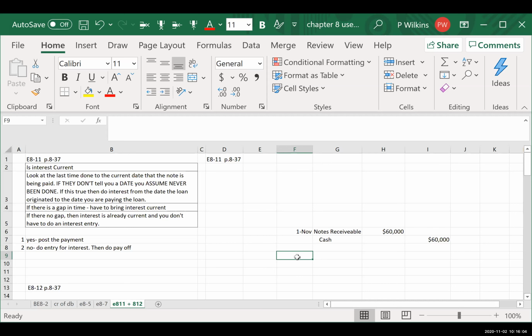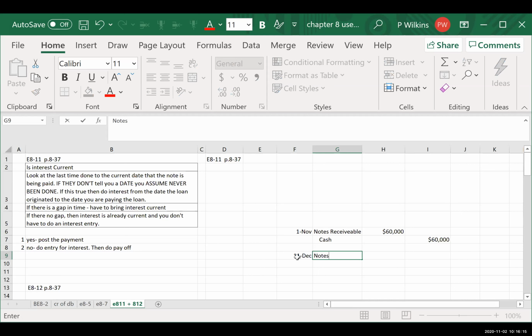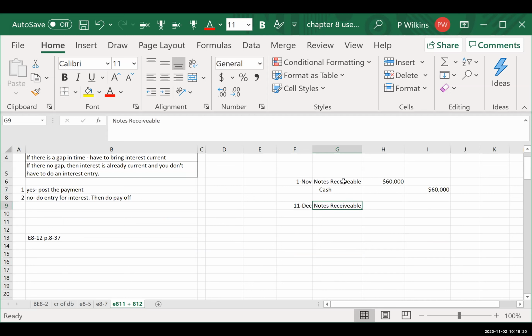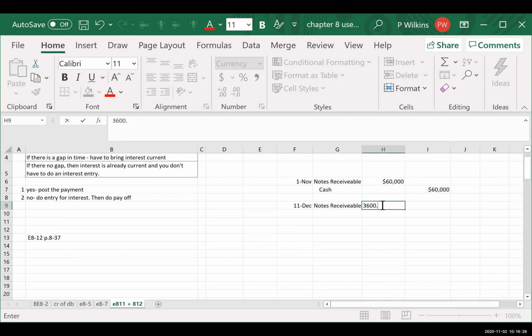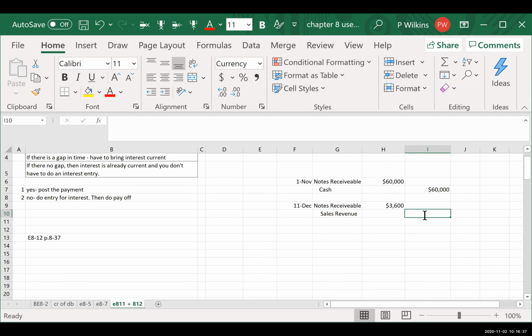December 11th, sold goods to KR Pine Incorporated, receiving a $3,600 90-day 8% note. So this is December 11th. What did we get? We got a note. Notes receivable. And the note was for $3,600. So we're going to debit notes receivable $3,600. And in this case, we're going to credit sales revenue because it was for sale of merchandise. Normally we would do the cost of goods sold and inventory entry too, but we're not doing that because we're omitting that for this chapter.